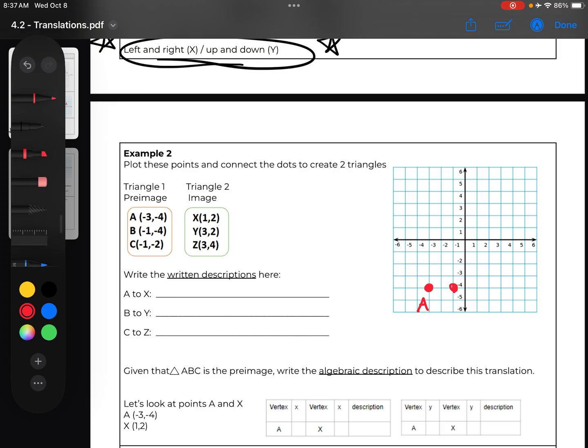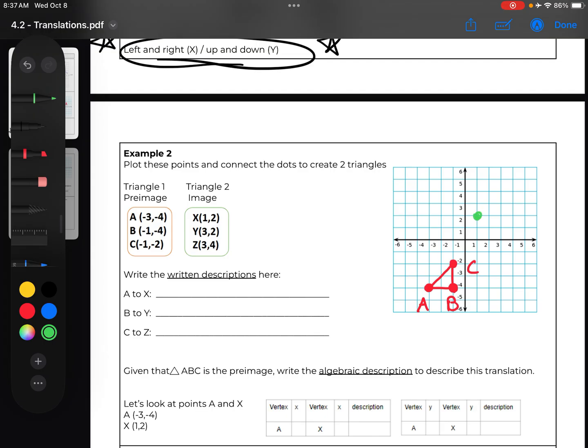B is at -1, -4. I'll label it. And C is at -1, -2. Okay. So there is my triangle, ABC. So that's the pre-image, and then the image is after it moves.